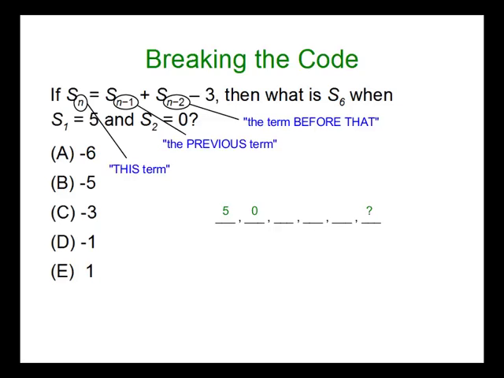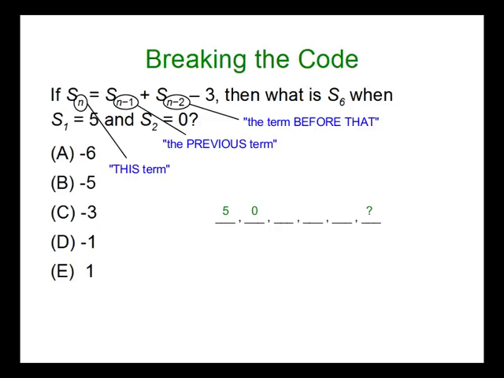S sub n minus 2 when n is 3 is going to be S sub 1, the first term. So that's the term before that. So for any nth term, n minus 1 is the previous one, n minus 2 is the term before that. So don't get weirded out by plus and minus in the subscript. It just tells you, up or down from the term that you're looking at. Okay, in this case, we're going backwards because minus 1 and minus 2.